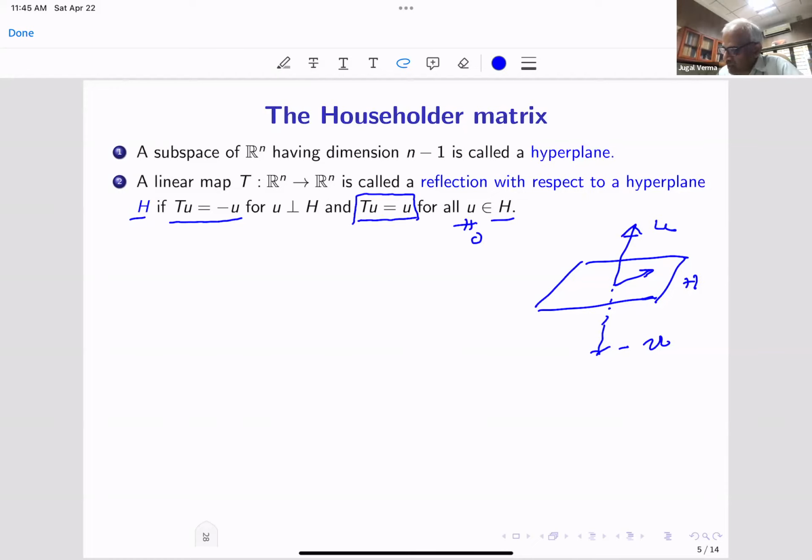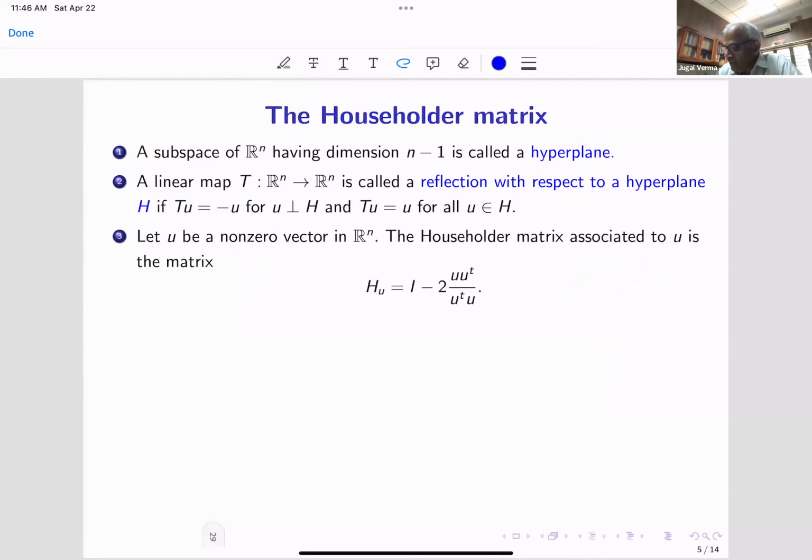So think of these transformations where there are two eigenspaces, one eigenspace corresponding to eigenvalue 1 and another corresponding to eigenvalue minus 1. And one can show that if this E1 is n minus 1 dimensional and E minus 1 is one dimensional, then it is going to be a reflection with respect to the hyperplane, which is the eigenspace of the eigenvalue 1. So one can characterize reflections in both these ways, either referring to eigenvalues or referring to the action on vectors in a hyperplane and vectors which are perpendicular.